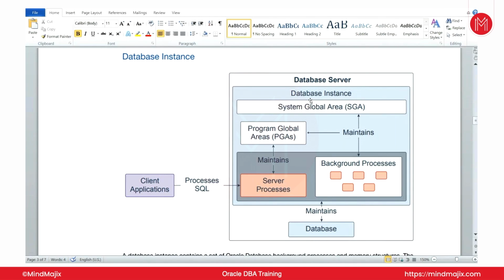Good so far? Does this summary help with what we learned yesterday? Great. So let's start talking about the system global area.